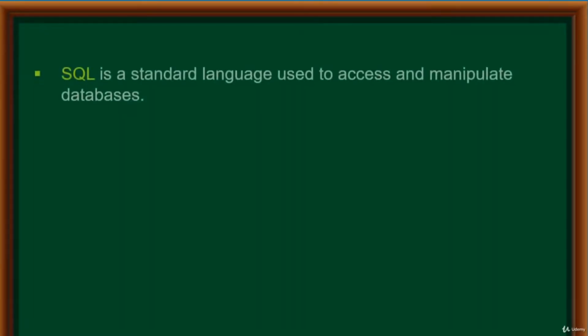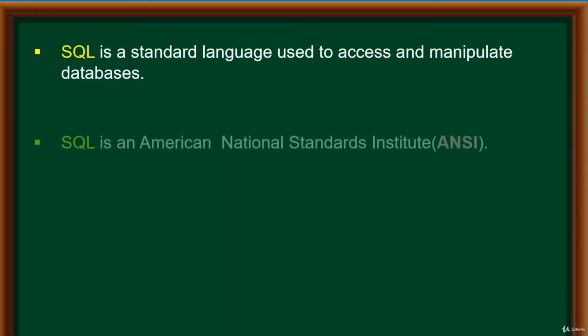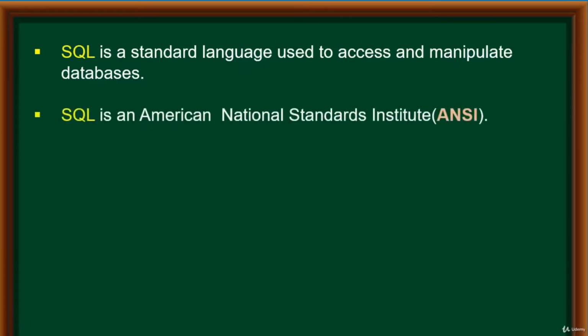So what does SQL do? SQL basically allows you to access and manipulate databases. SQL became a standard of the American National Standards Institute, which is also referred to as ANSI. It became a standard in 1986. It also became an international organization for standardization standard in 1987, which is referred to as ISO.